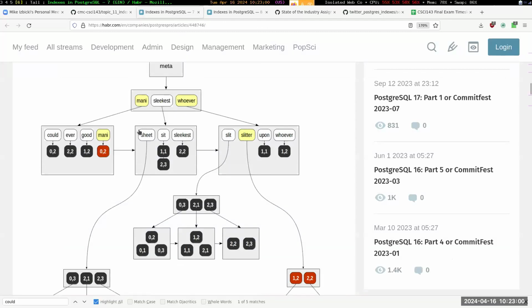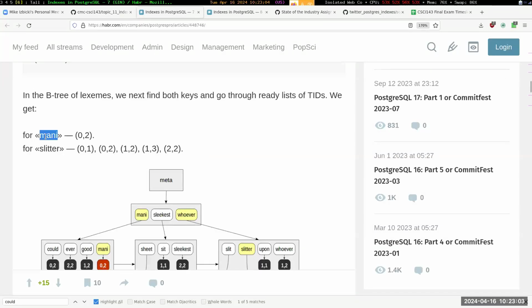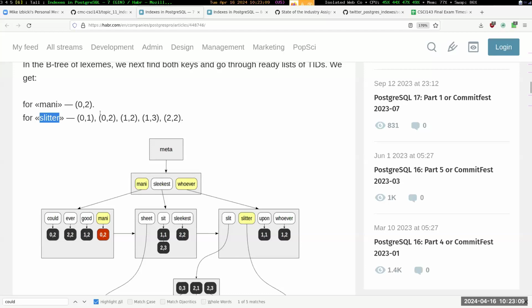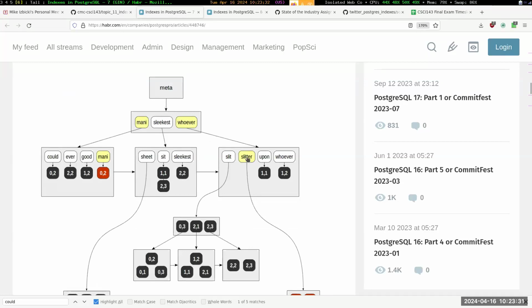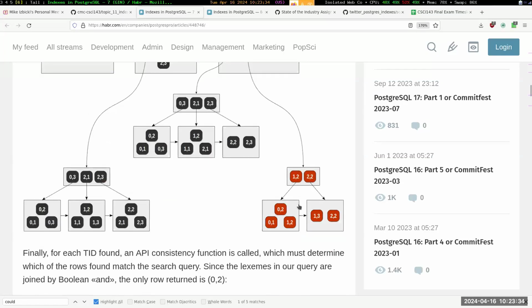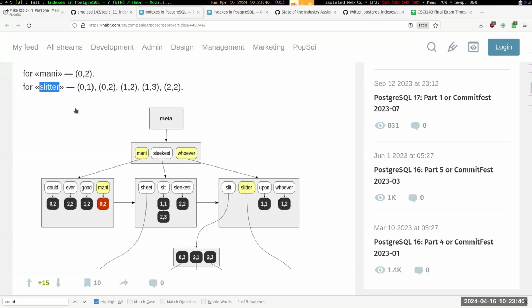Coming over here, the two particular words that they're going to be looking for are this Manny word and this slitter word. The first step is you individually search and find the posting list or posting tree for each of these two words. So for finding Manny, they go down left over here. Here's Manny. It contains only this individual tuple ID right here, this 0 and 2. And for finding slitter, they come down over to the right. Here is the word slitter, and they find this posting list, or this posting tree, down here.